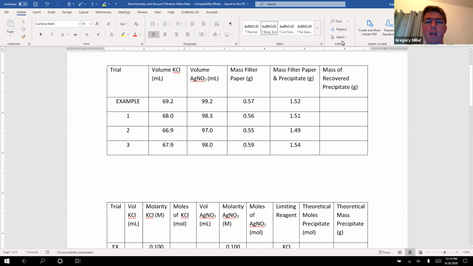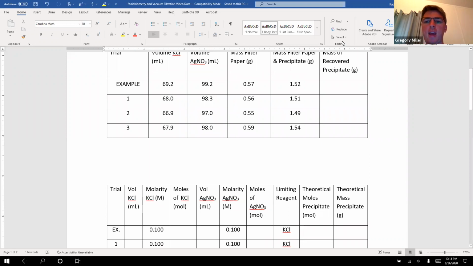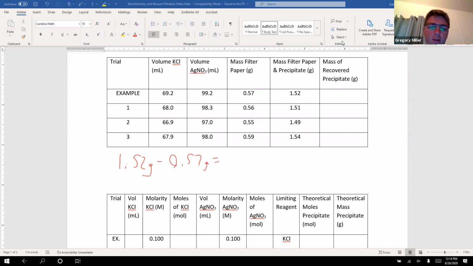So all of the measurables have already been written down. So the volume of KCl, the volume of AgNO3, the mass of the filter paper, and the mass of the filter paper and precipitate that was recovered. So the first thing, very easy, is how much actual precipitate did we have. The last thing we measured is the filter paper with the precipitate on it. So then the difference between those is going to be the mass of precipitate that we actually recovered. So very easy, straightforward calculation.